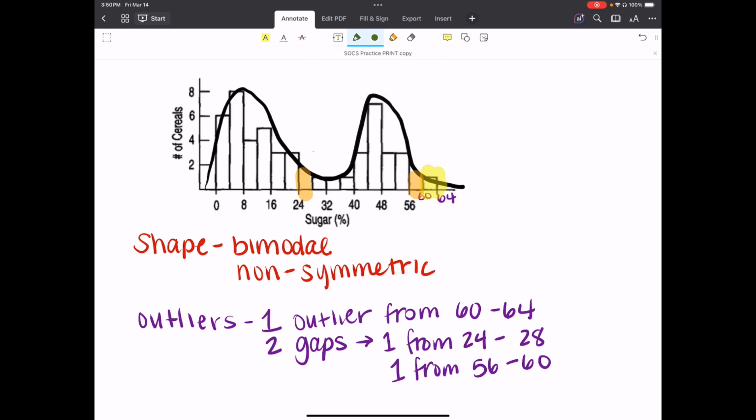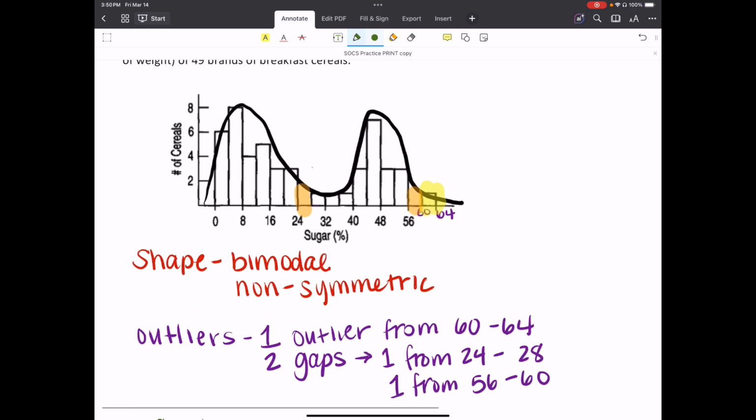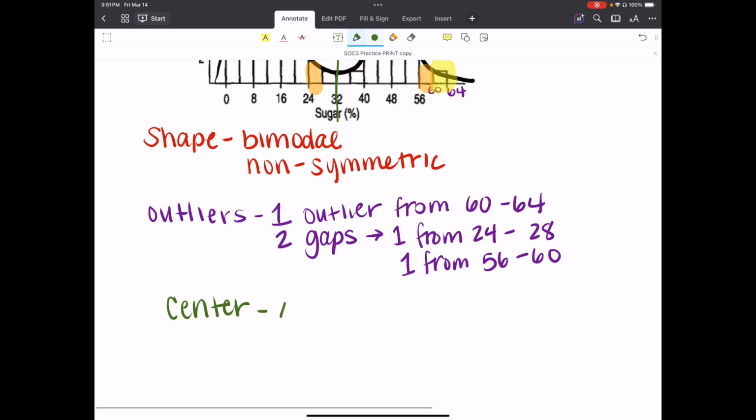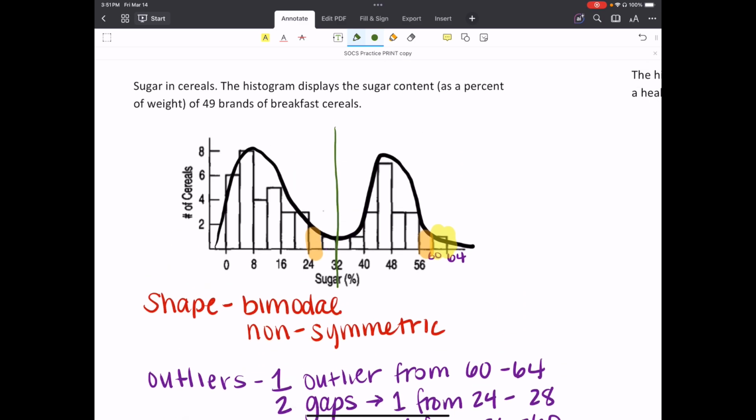If we do center, even though this is not perfectly symmetrical, this is also not skewed. So if we look, our center looks about right there. So we're going to say approximately 32. That is how we're going to say the center looks. And when it's bimodal, the best way to describe the center is between the two modes, like what we drew with this green line right here.